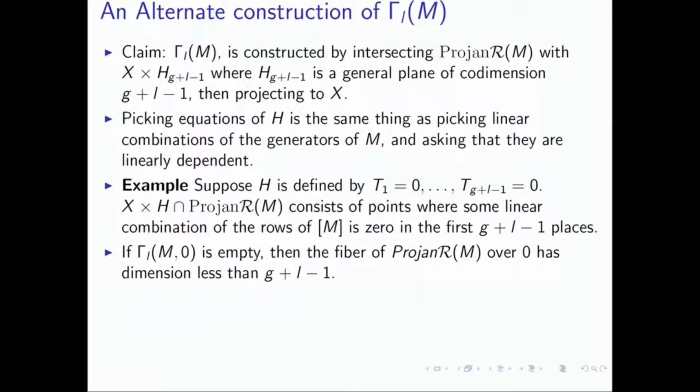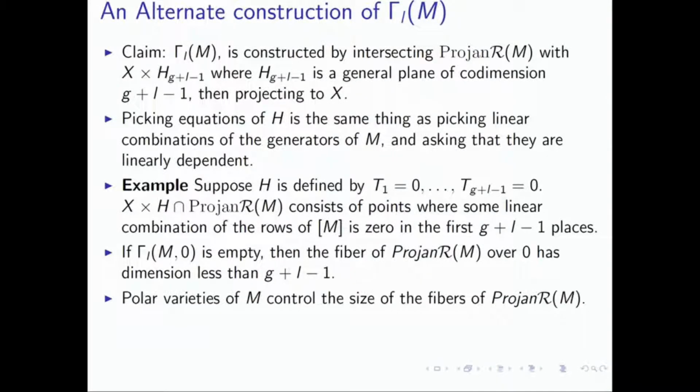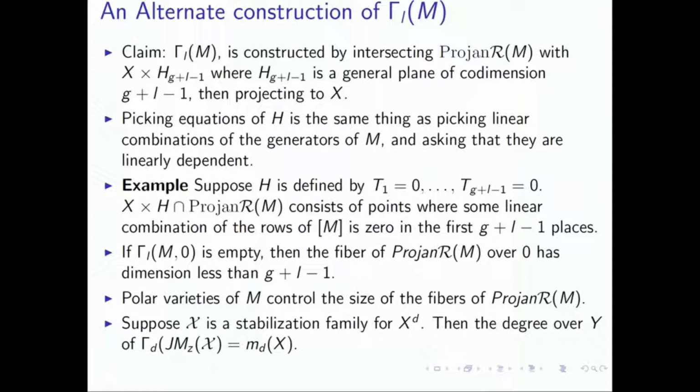And then we have this nice feature that this shows clearly that if this is empty, then the fiber of the Rees algebra over 0 has dimension less than g plus l minus 1. And that turns out to be very handy later on. So polar varieties of M control the size of the fibers of Proj of R(M). And then there's one really important example, which I want to talk about a little bit.